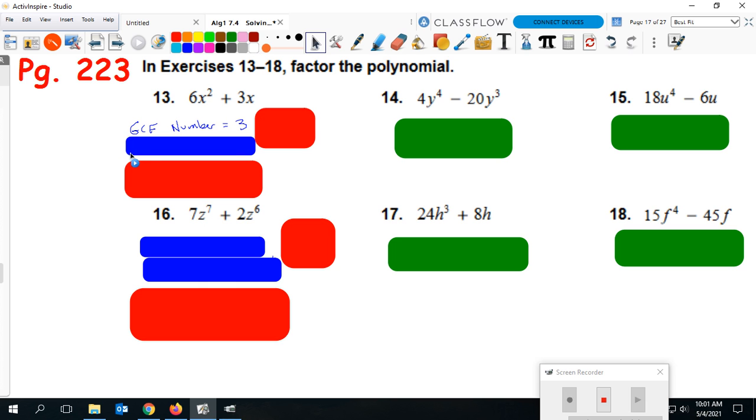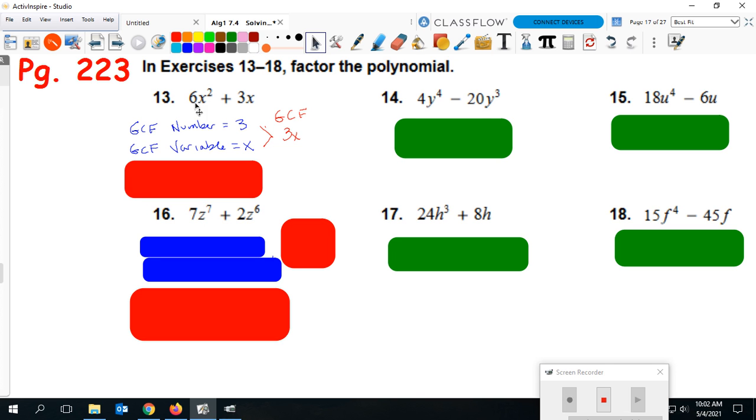And now the GCF variable, that would be the letters. Between these two, we can pull out 1x, only 1x. This one only has 1 to give. So that means your GCF variable would be x. So if you combine those together, 3 and x, your GCF will be 3x. That's what we're going to pull out. Put that on the outside of a parenthesis.